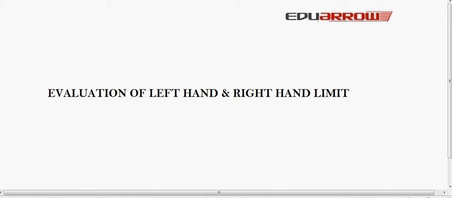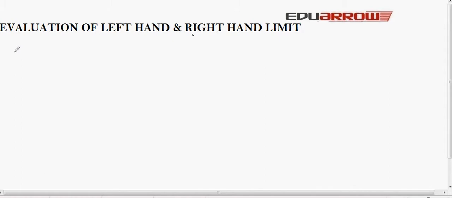In this tutorial, we will discuss evaluation of left hand and right hand limit. In order to calculate this, we will use one algorithm. So, simultaneously we will see the algorithm for calculating left hand and right hand limit.